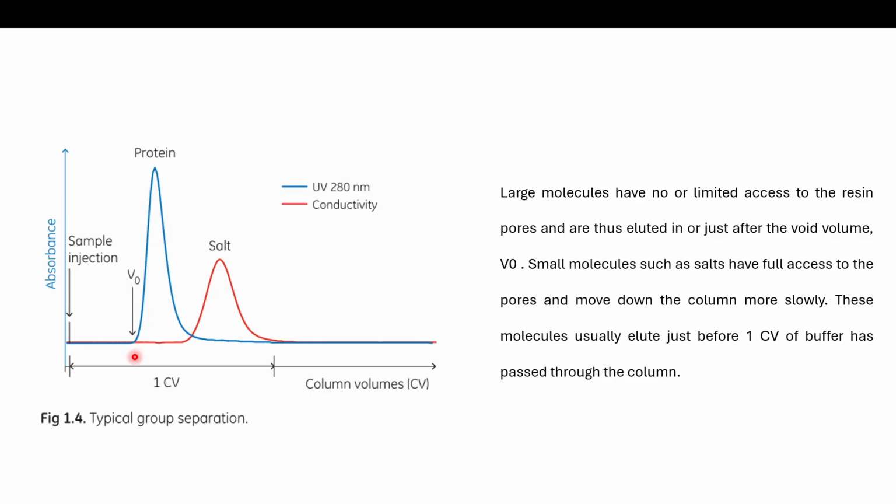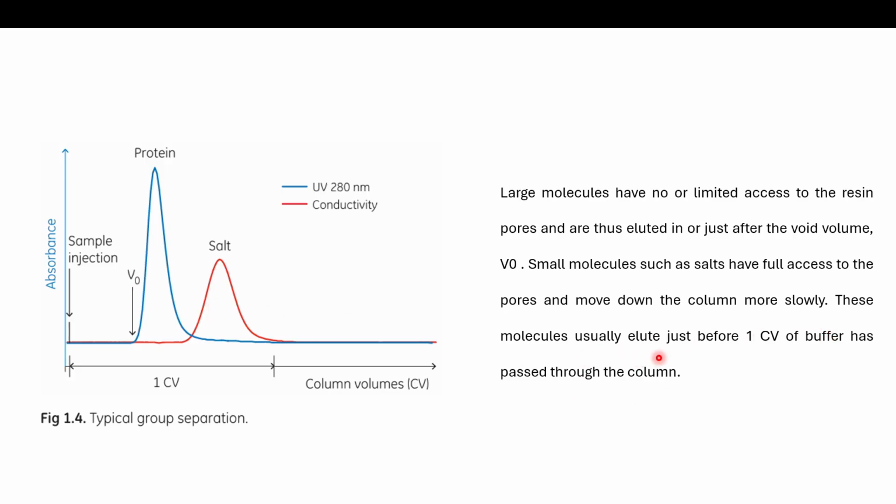Void volume means whatever is outside the packed volume of the pores. So it doesn't get to enter the pores; it passes through the spaces outside the pores. These are molecules which are really large and cannot enter the matrix pores or resin pores. So these large molecules are eluted much earlier, and small molecules like salts have full access to the pores and move down the column more slowly, and hence take longer to elute out of the column.